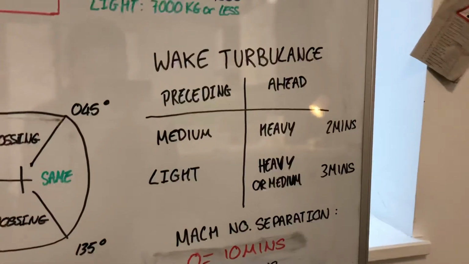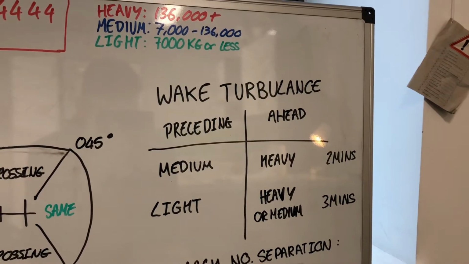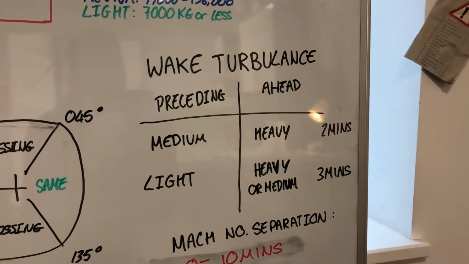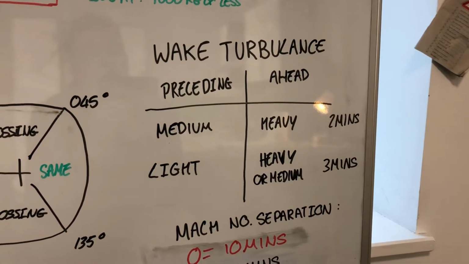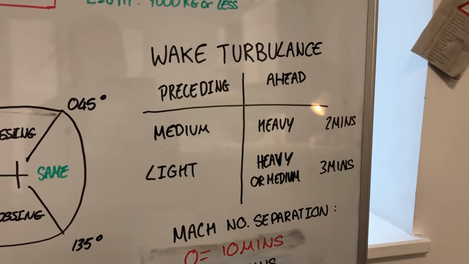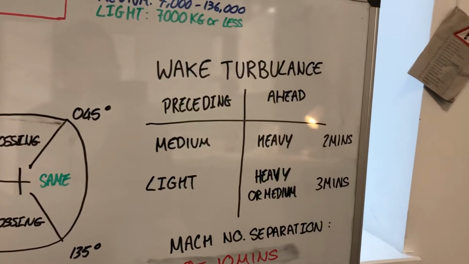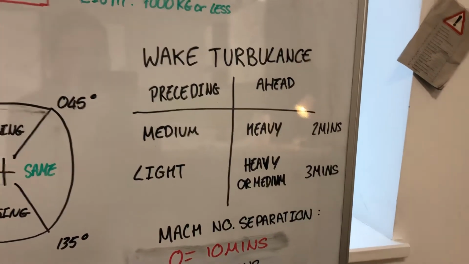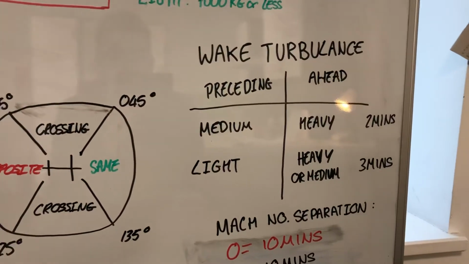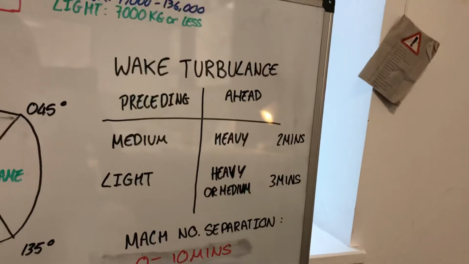Wake turbulence. This comes up basically all the time, so it's just something you've got to learn. There's 2 wake turbulence separation categories, one with radar, and this is the one without radar. It's quite simplified as well. So you've got the preceding aircraft, which is you, and the aircraft ahead, which is, well, the aircraft in front of you, obviously. So medium to heavy is 2 minutes, and then light to heavy or medium is 3 minutes. It's just quite easy to remember.